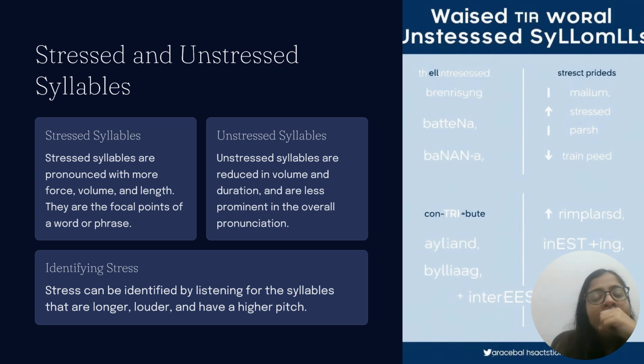Okay. Then identifying stress. Stress can be identified by listening for the syllables that are longer, louder and have a higher pitch. Okay. So whenever we are identifying stress, we need to look for a longer, louder, and rising pitch of the sound. Okay.